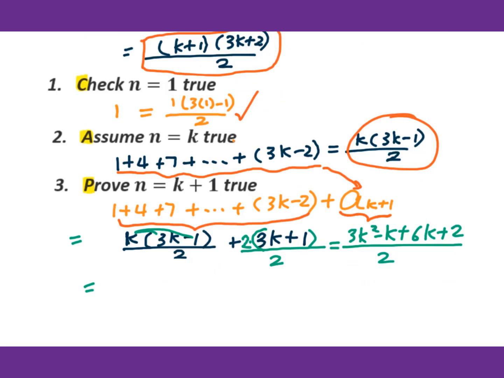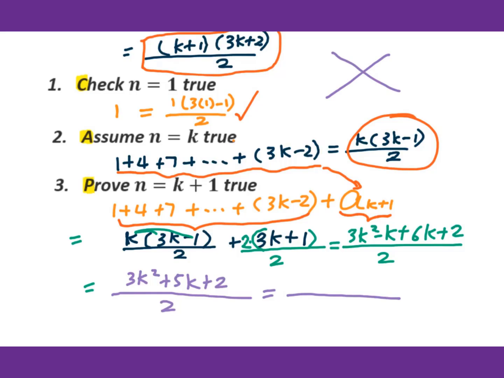Therefore, you will get the 3k squared plus 5k plus 2. Then you can do ninja X this time. You will get 6, here's 5, over 3 over 3. So 2, 3, 1, 1.